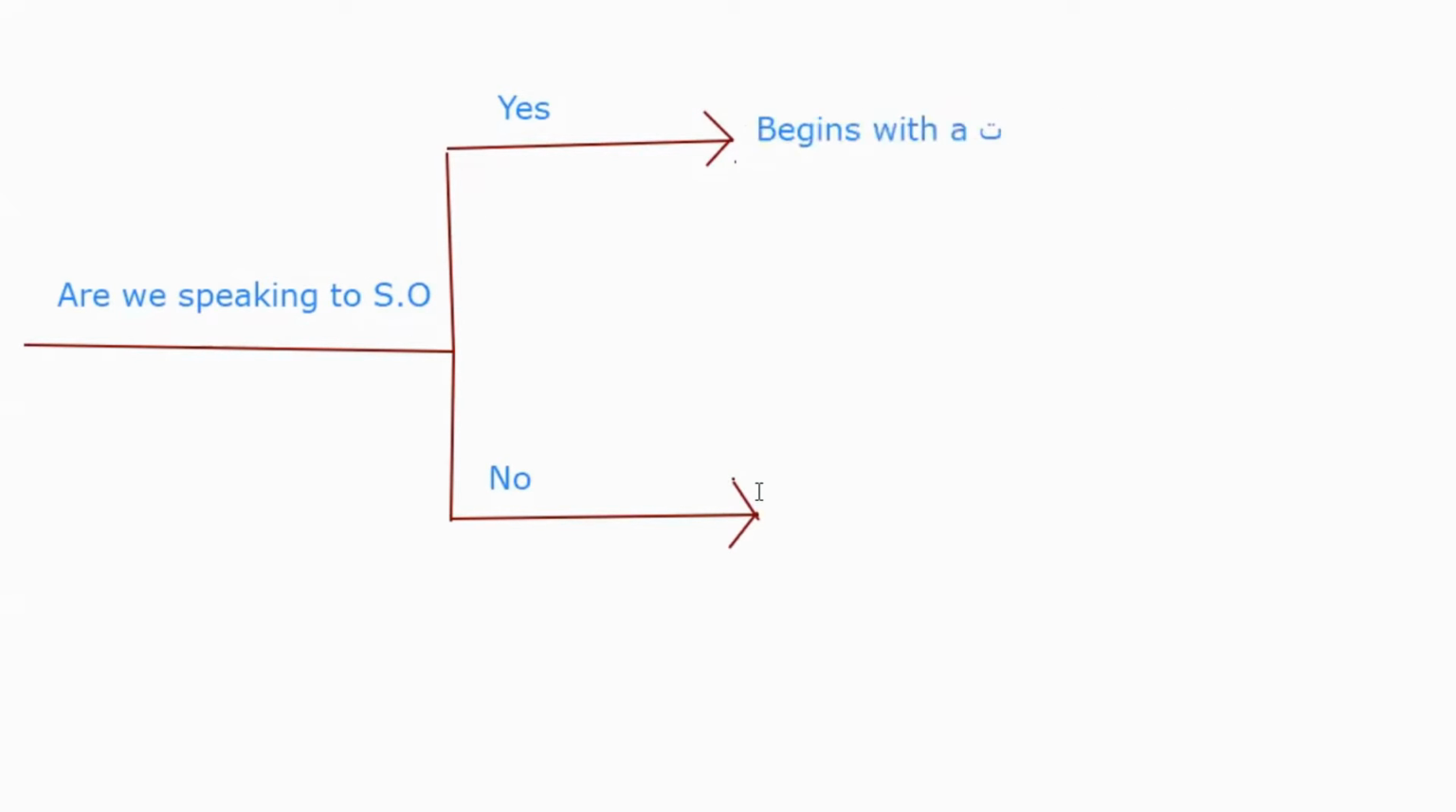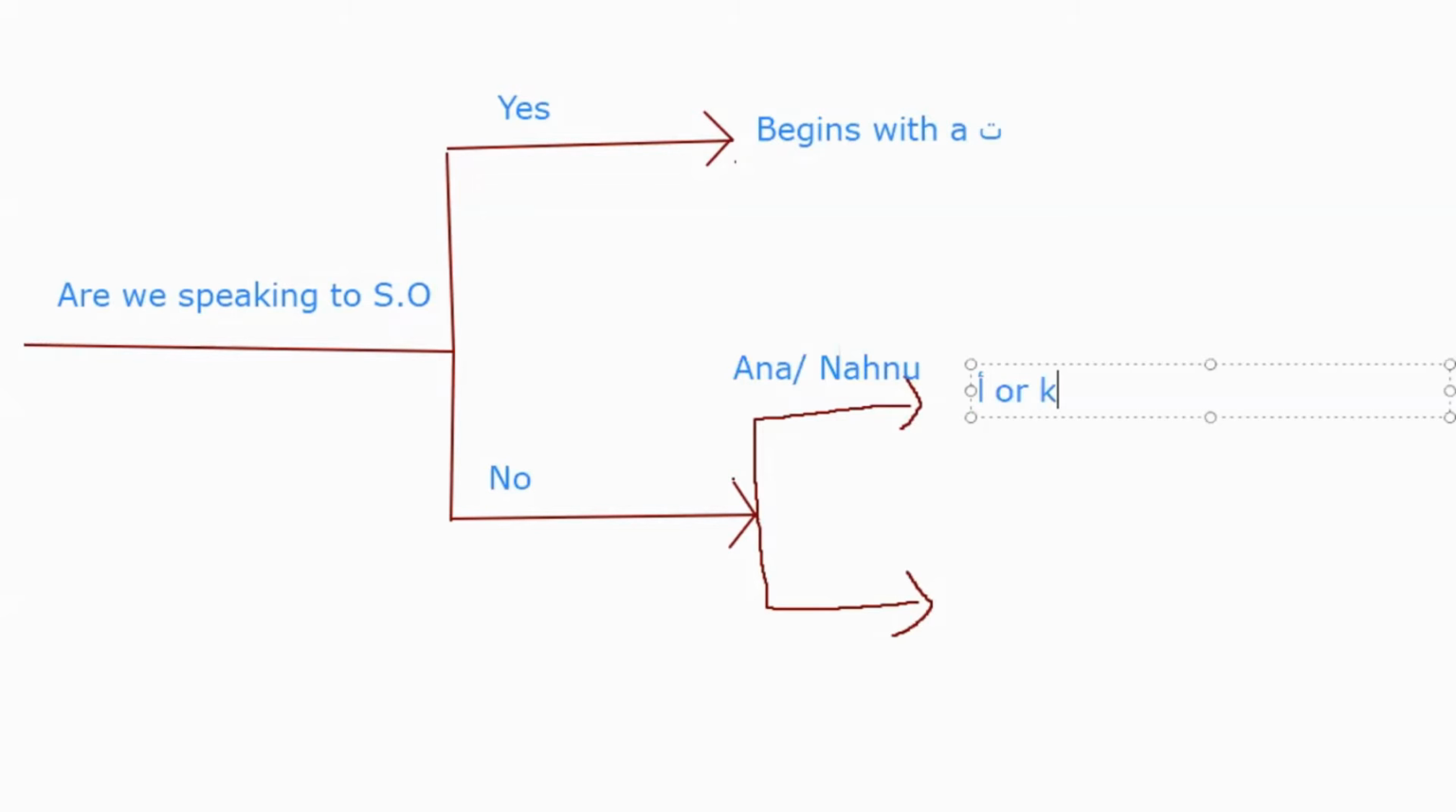If no, is it first person or second person? It divides into two again. Is ana or nahnu there in the sentence or not? If there is ana or nahnu, then the answer is easy. It starts with an alif or a noon: afalu or nafalu.